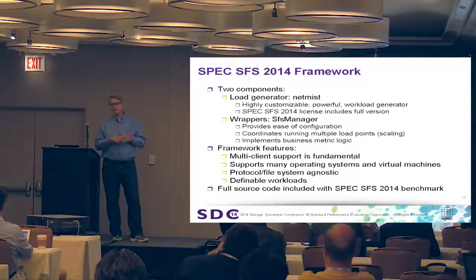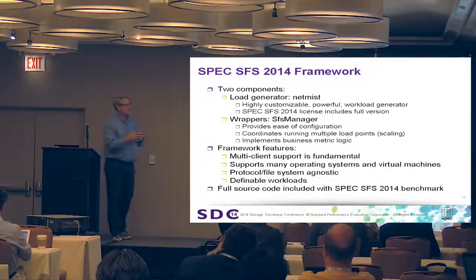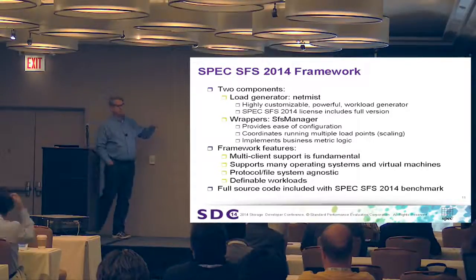And what you get out of that is the benchmark code. You actually get the source code for the benchmark. You can go through and analyze what's there. You can run the benchmark, gather results, and report them. And we'll go through what the reporting requirements are. But essentially, you get that entire package. And so that's what's included: the NetMist generator, and then a set of wrappers.